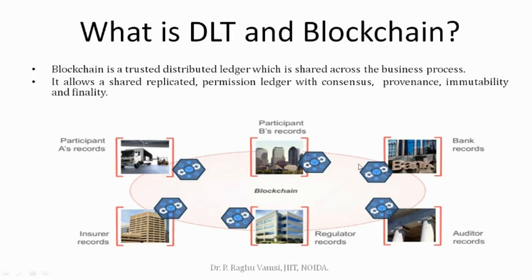Immutability: you cannot change the order of the transactions. Finality: once it is committed, you cannot roll back. These are the features supported by this distributed ledger, which is also called blockchain. And here is the example: the same ledger is shared among all the participants.